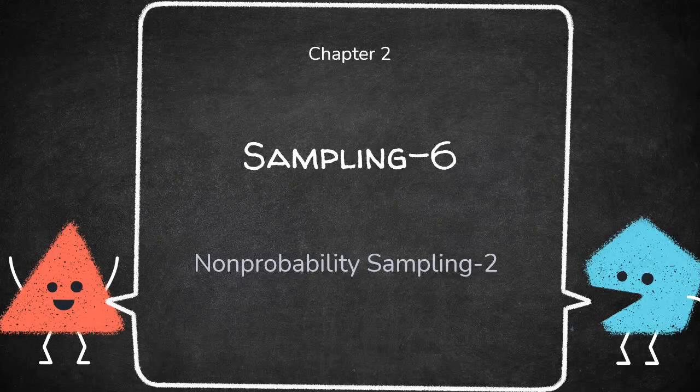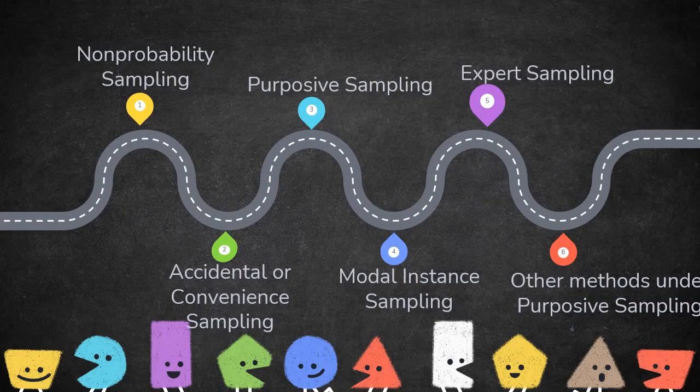Welcome to the second video on non-probability sampling. In our last video, we understood what non-probability sampling is, and we were able to see that it falls in two broad categories: convenience and purposive sampling. And purposive sampling has many subforms. We started with modal instance sampling, and then we moved towards expert sampling. In this video, we are going to cover other methods falling under purposive sampling.